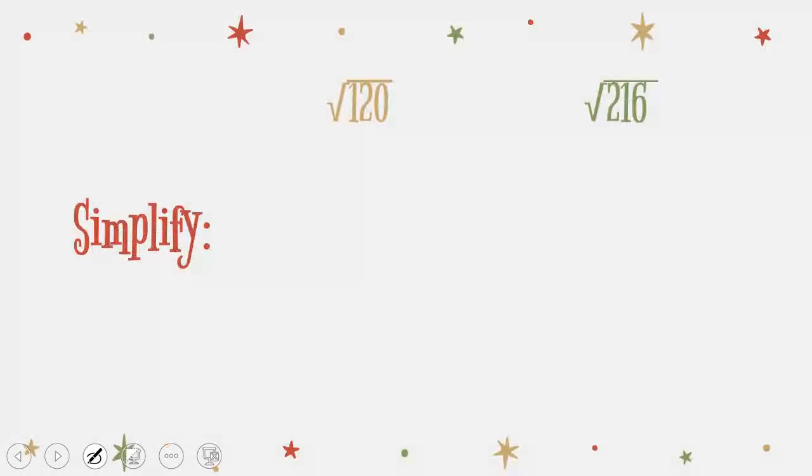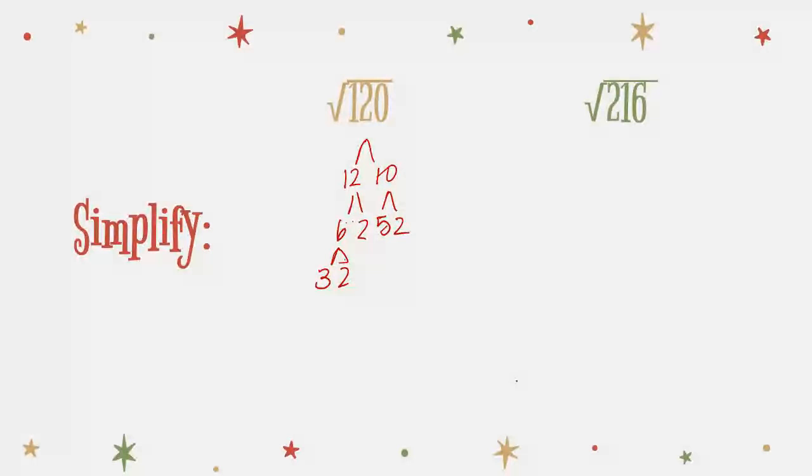So we have 120. The first thing I'm going to do is make a factor tree. And your factor tree may not look like mine, and that is okay, as long as the roots at the bottom are the same. So we should have the same numbers here, even if your branches are different, okay? And I'm looking for pairs. So I have a pair of 2s, and those get to come outside the radical. I don't have a pair of anything else. I only have one of each.